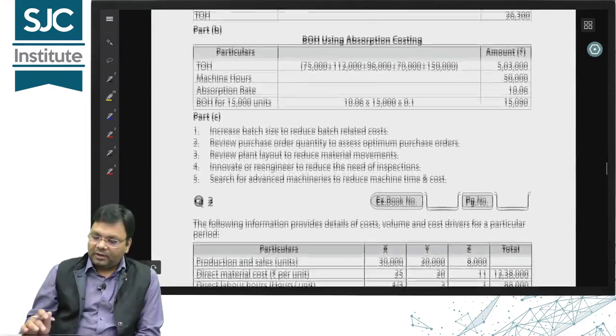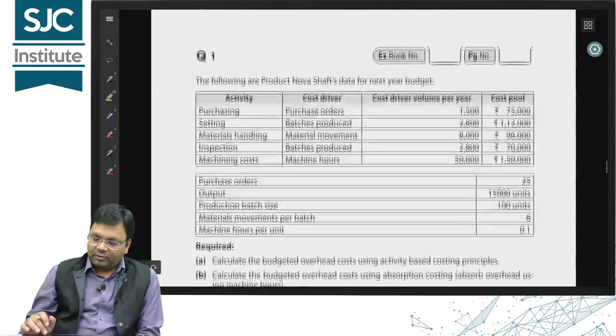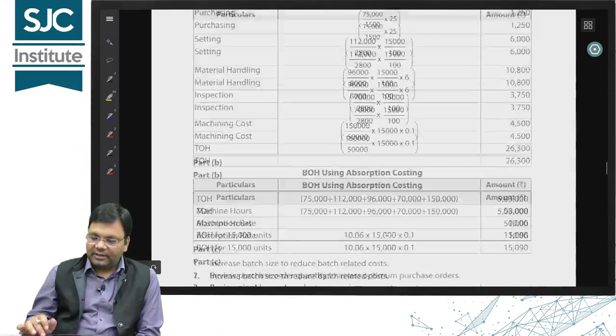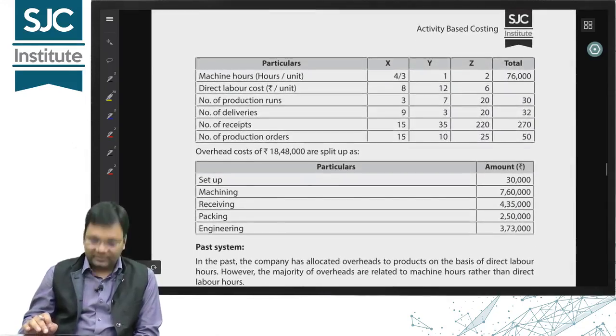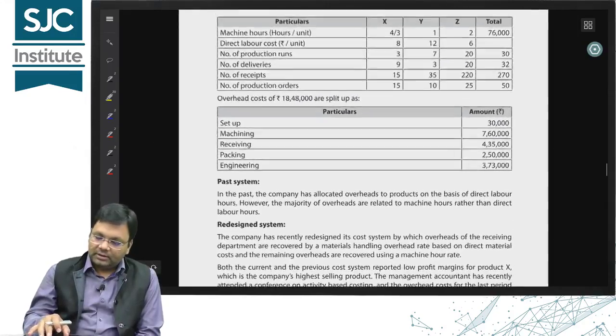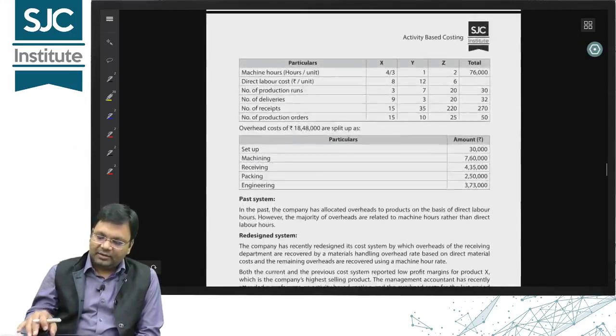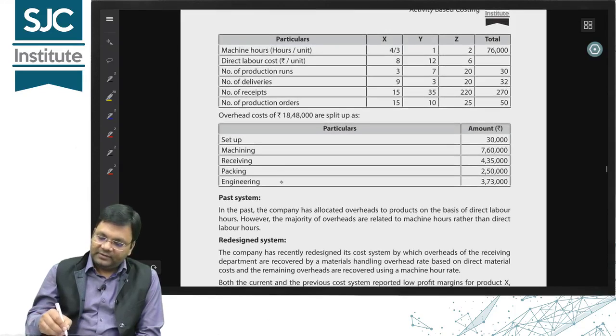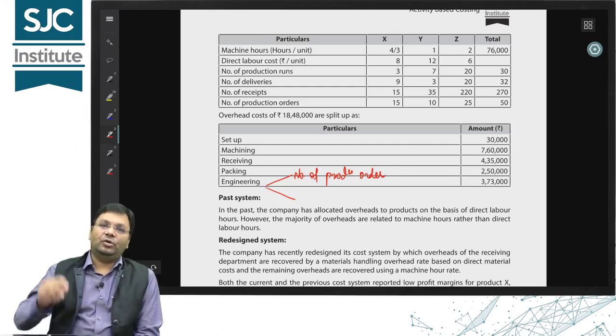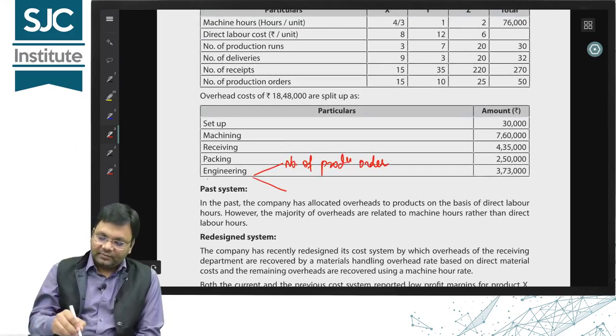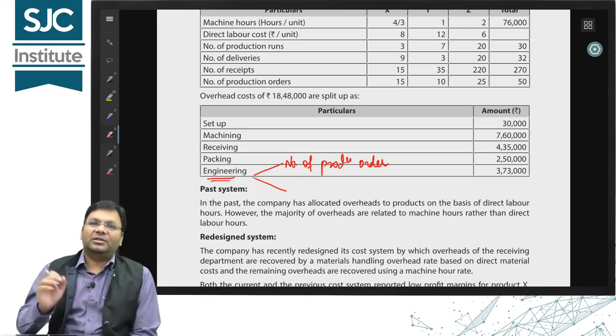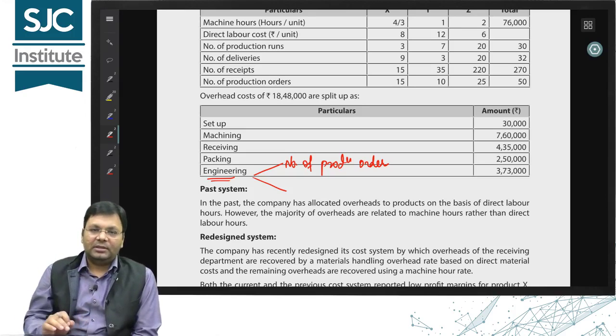So I'm coming to our workbook. In this workbook, question 2, there was one query in our different batch. So I just wanted to share the same query with you. In this question 2, engineering cost, if you will see the solution, I have taken it on the basis of number of production orders. So as many production orders are there, as many engineering services may be required to do the setup. We assume that engineers would be getting activated each time any production order is issued for producing any product.